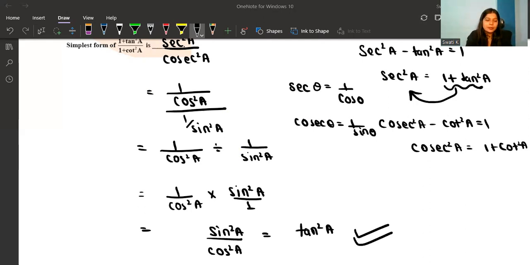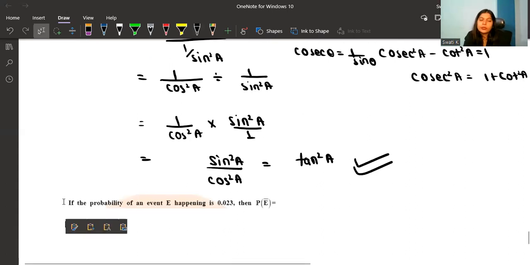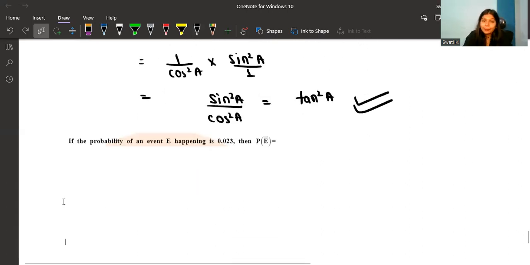Now, the next question is based on probability. Very interesting. And the question is also very interesting. So, let us quickly do this. All right, so let me show you the question first. The question says if the probability of an event happening is 0.023, then we have to find out the probability of not happening of that event. There is a very famous formula. We know that the probability of something that is going to happen plus the probability of that same thing that is not going to happen, their sum is always going to be 1.